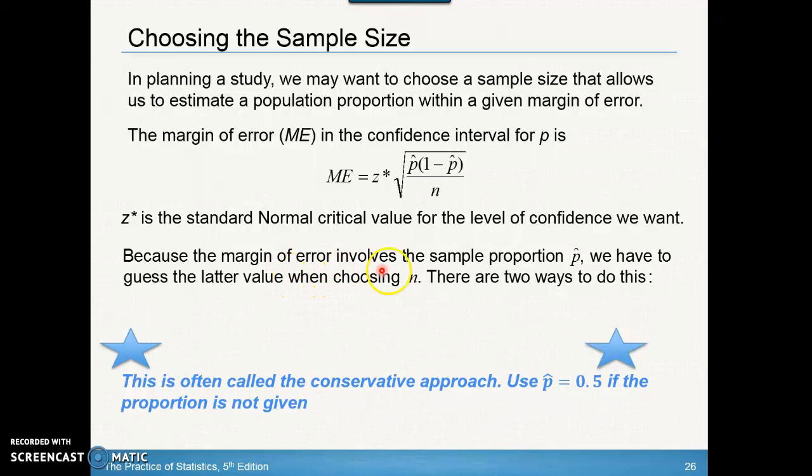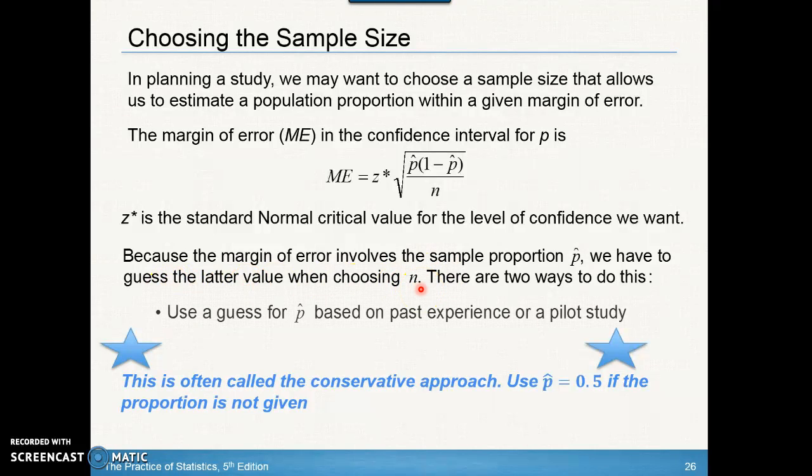Because the margin of error involves using the sample proportion p-hat, we guess the latter value when choosing n. There are two ways to do this. We're going to use a guess for p-hat based on a past experience or pilot study, or we're going to use p-hat as 0.5 as the guess.